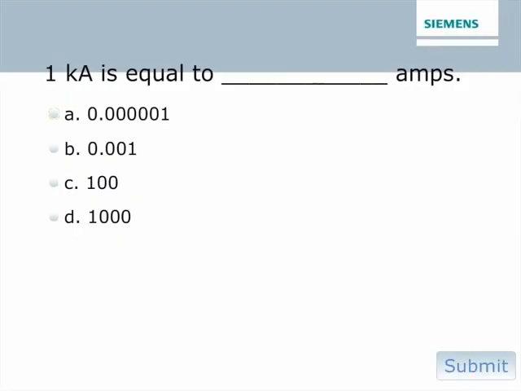Question 15. 1 kiloamp is equal to blank amps. Is it A, 0.000001, B, 0.001, C, 100, or D, 1000?